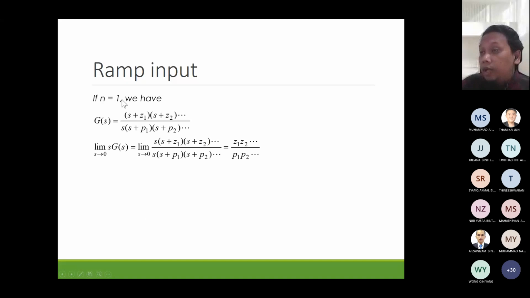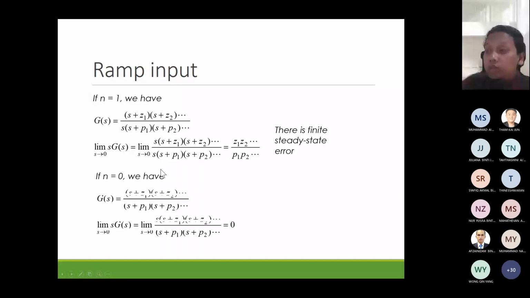So if we use N equals 1, then the steady state error will be this one, z1 times z2 times z3 and so on, over p1 times p2 times p3 and so on. So there is a finite steady state error. And if we use N equals 0, then the limit equals 0.